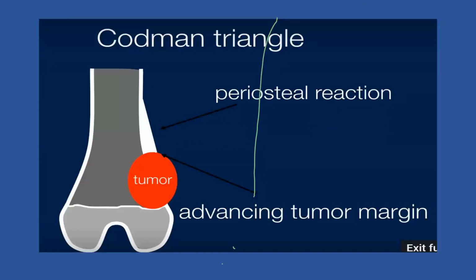This is an example of a Codman's triangle. The tumor has infiltrated the cortex and it's elevating the periosteum. It formed a Codman's triangle. This is a sign of malignancy more than a sign of benignity. So be careful of this.